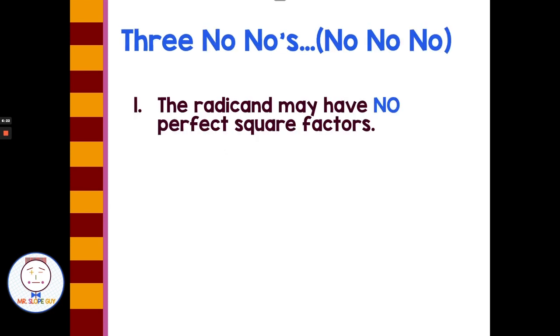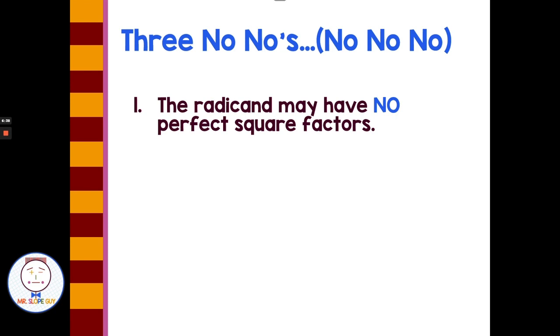So there are 3 no-nos that come with simplifying radicals. I call them the no-no-nos. So the first no is the radicand may have no perfect square factors. So you want to pull out the largest perfect square factor possible.